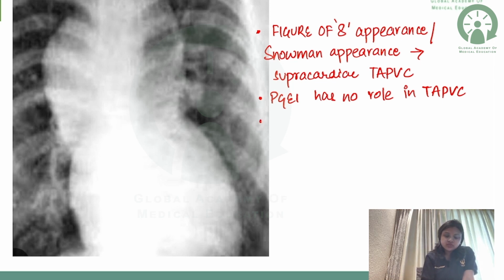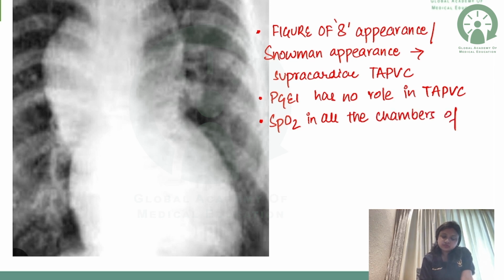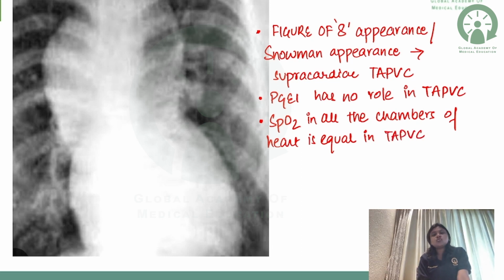Another MCQ point which is very important and was repeated twice: once in AIIMS, and when INICET came into place, it was also repeated in INICET. That is, saturation in all the chambers of the heart, or SpO2 in all the chambers of the heart, is equal in TAPVC. This is a direct line taken from Nelson. So SpO2 is equal in all the chambers of the heart in case of total anomalous pulmonary venous connection.